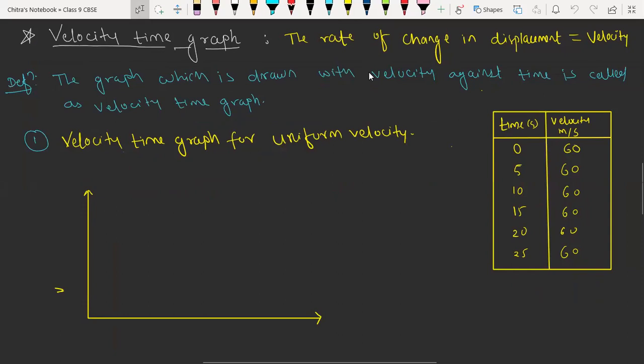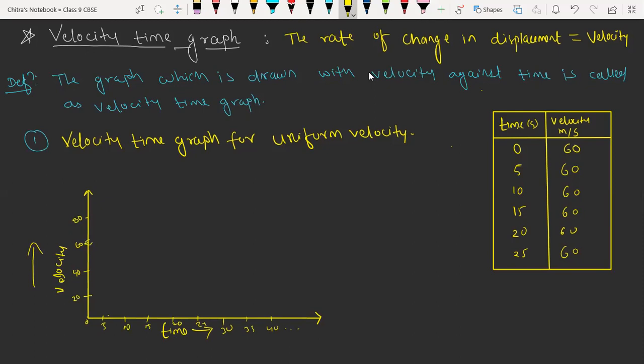So here we have velocity, and velocity is going like this. And here I am taking time, and time is here. Okay. So I am taking here 10, 20, 40, 60, 80, and for time here 0, here 5 seconds, here 10, here 15, here 20, here 25, here 30, 35, 40, etc.